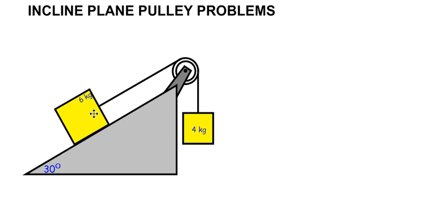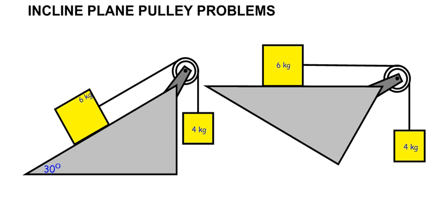Will the 6 kilogram mass rise and the 4 kilogram mass fall? Or will the 6 kilogram mass slide down, making the 4 kilogram mass rise? Well, if the situation was slightly different, like the one on the right, you would say that so long as the surface was frictionless, the 4 kilogram mass will fall and the 6 kilogram mass will rise.